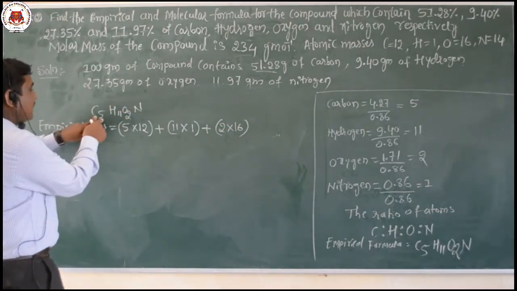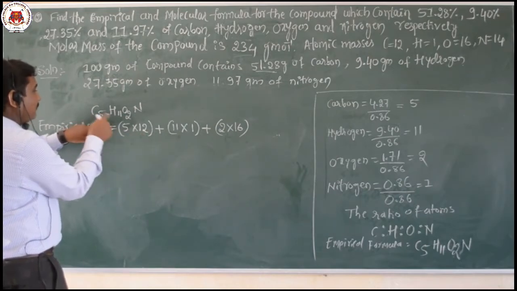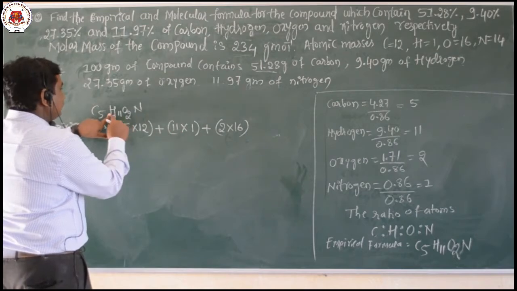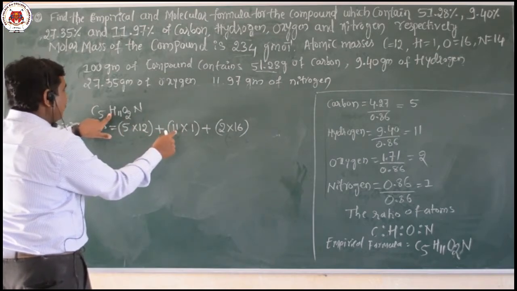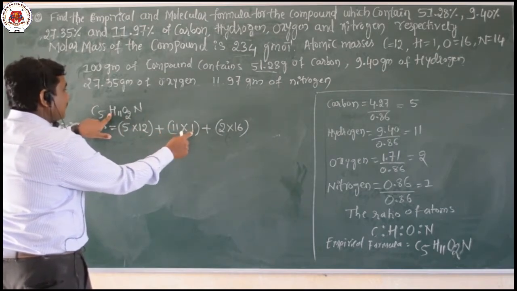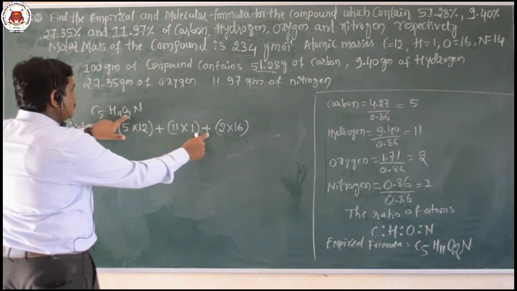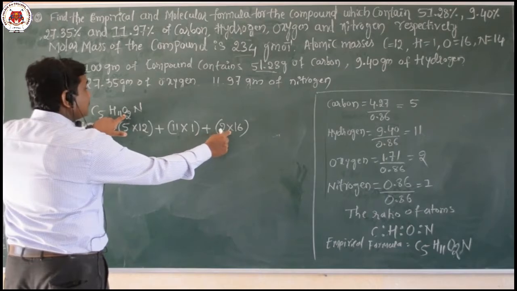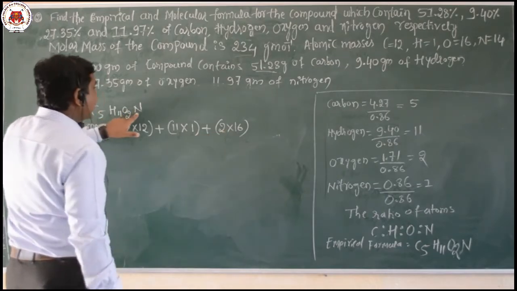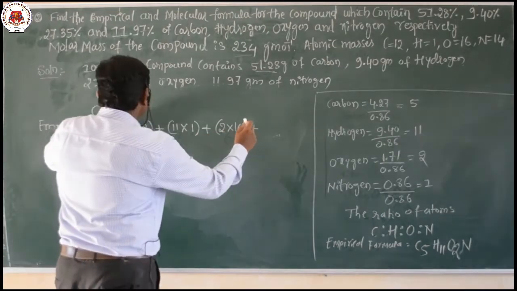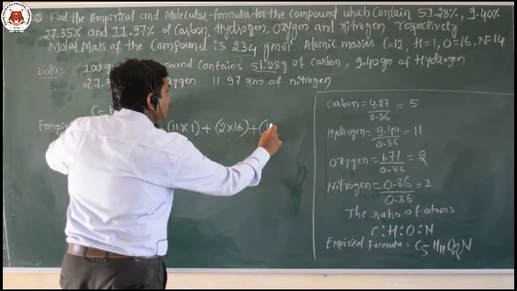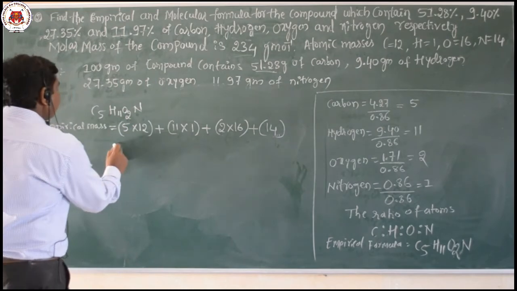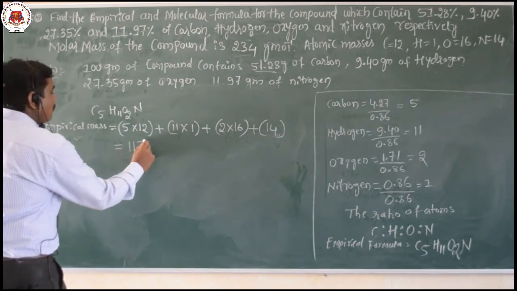Look, C5, that is 5 into the atomic mass of carbon, 12, plus H11, so 11 hydrogen atoms are there, the atomic mass of hydrogen is 1, plus 2 oxygen atoms are there, hence I have written 2 into the atomic mass of oxygen, 16. Then nitrogen, the last one, the atomic mass of nitrogen is 14, there is only one atom, hence I have written 14. So after calculating this, you will get what here?